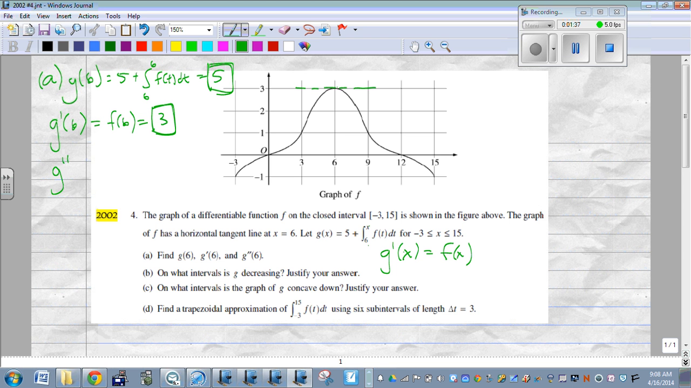And then the last one, second derivative of g of 6, well, that's going to be the same as the derivative of f of 6. Right? Derivative of this, derivative of this. And that means we're just looking at the slope of this graph when x is 6, and that slope is 0. They told us that there's a horizontal tangent line there.